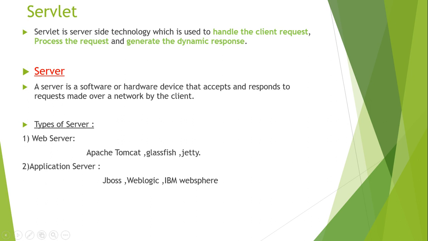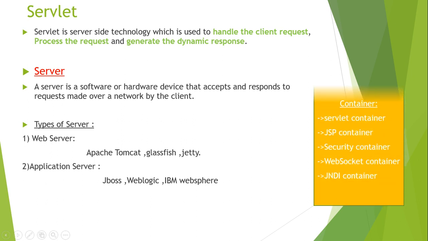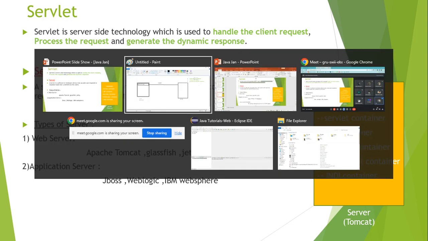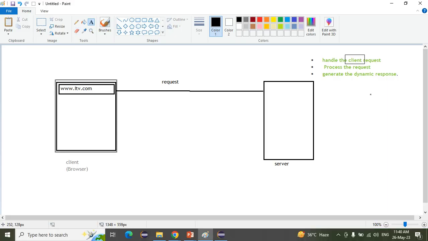If we look into the Apache Tomcat server, many containers are present inside it, like the servlet container, JSP container, security container, WebSocket container, and JNDI container. Many containers are present inside our server when we talk about the Tomcat server. Remember that.